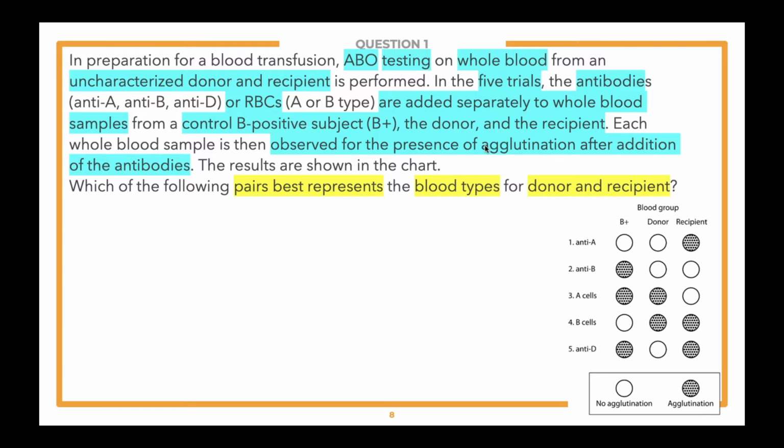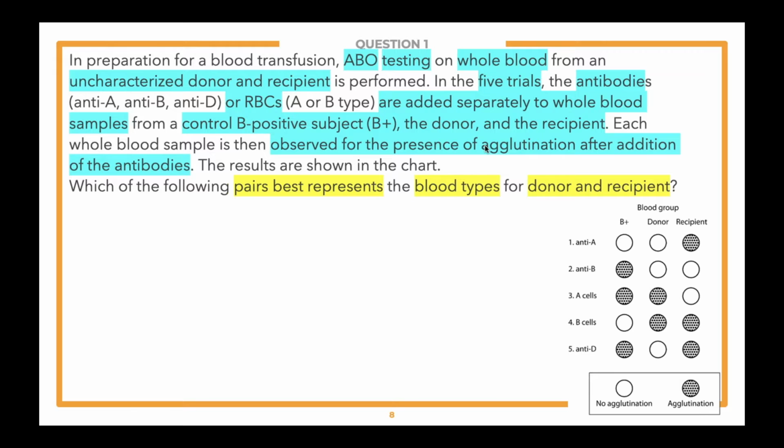And then you want to really make sure you understand the experiment. You want to understand what's being added where, what the control groups are, what the subjects are, what's being studied. Those are all things that you want to make sure you understand when you try to answer this question. Okay, and this question is specifically asking us about a pair that best represents the blood type of the donor and recipient. So we want to make sure that we understand those 5 trials there in that image.